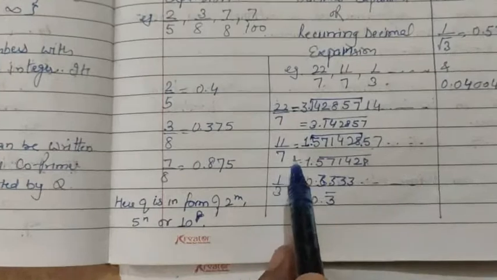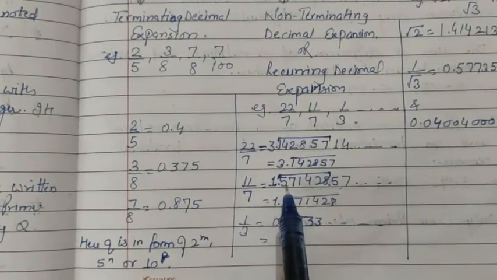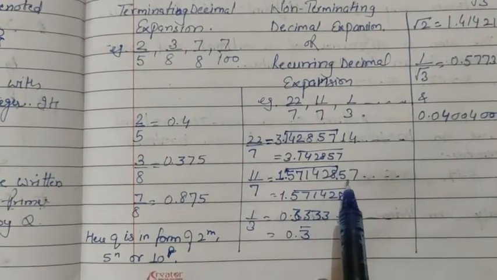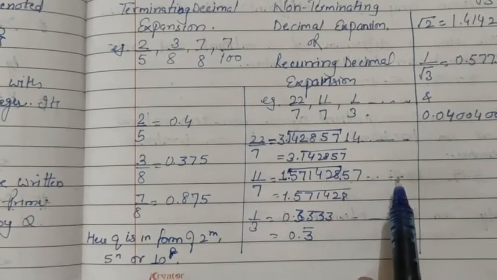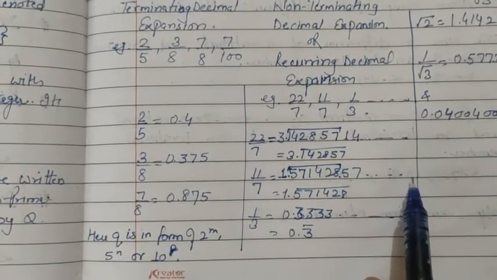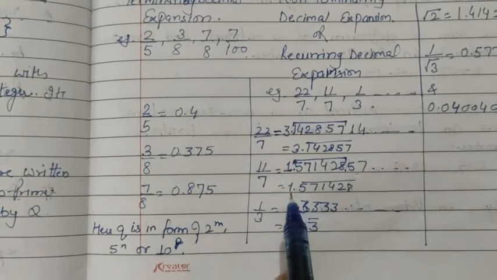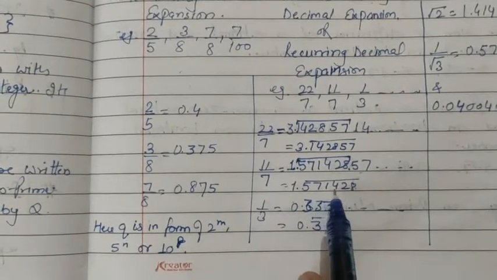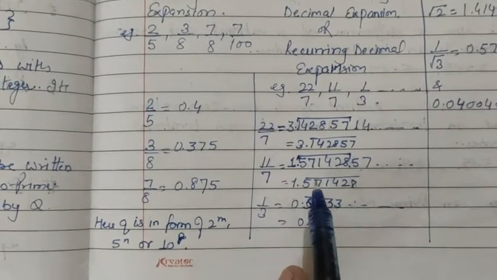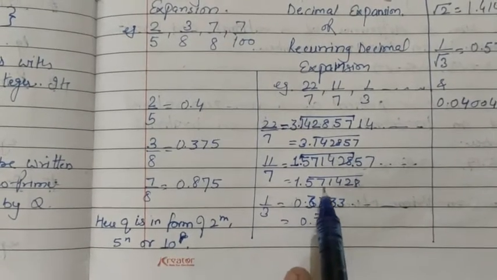Similarly 11 by 7 will be 1.571428, 571428, 571428. It will repeat again and again after the decimal. So we can write it as 1.571428 bar. This bar represents the block of 6 digits that will repeat again and again.